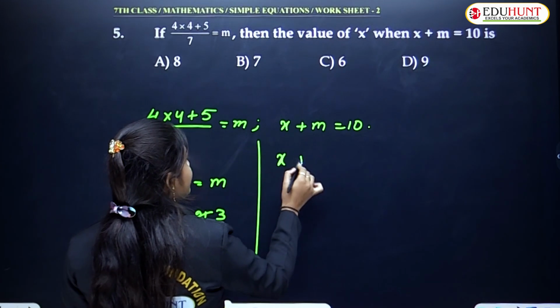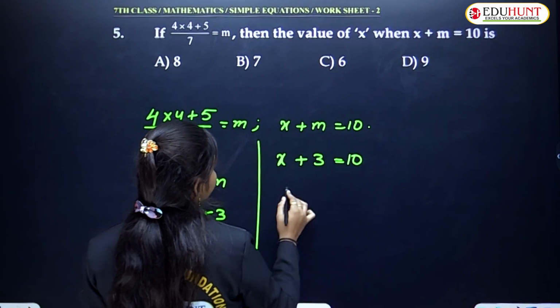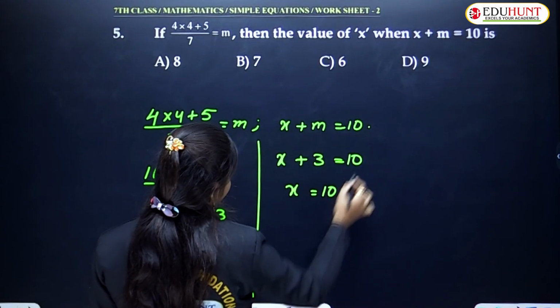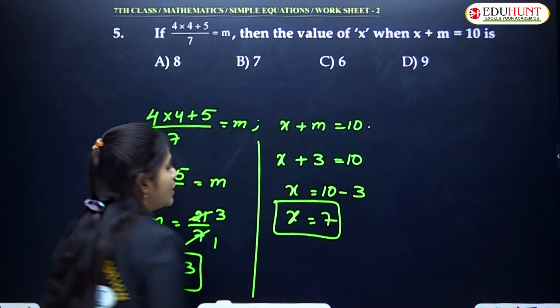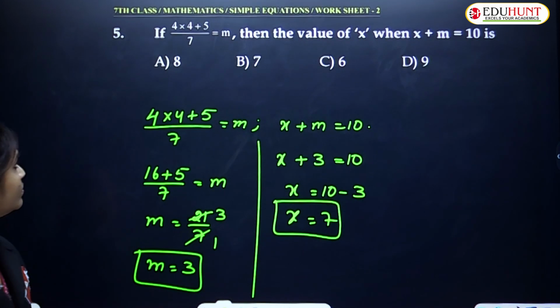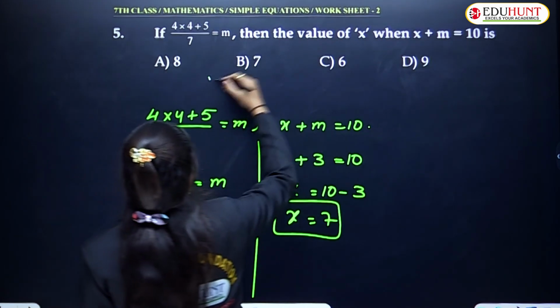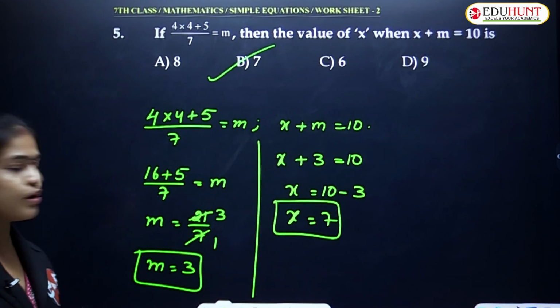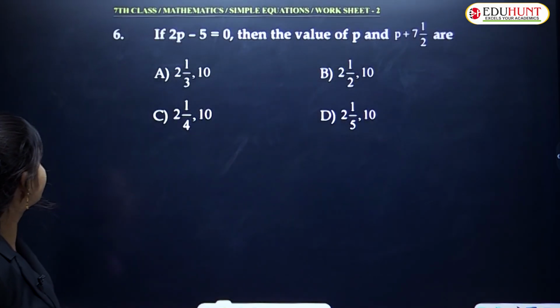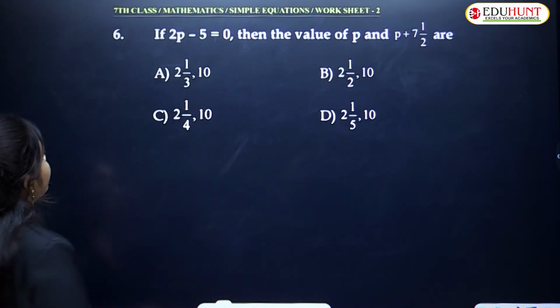Now x plus 3 is equal to 10. Now x is equal to 10 plus 3, which becomes minus 3. Then here x is equal to 7. Which option is correct here? Option B is correct, that is 7. Okay.